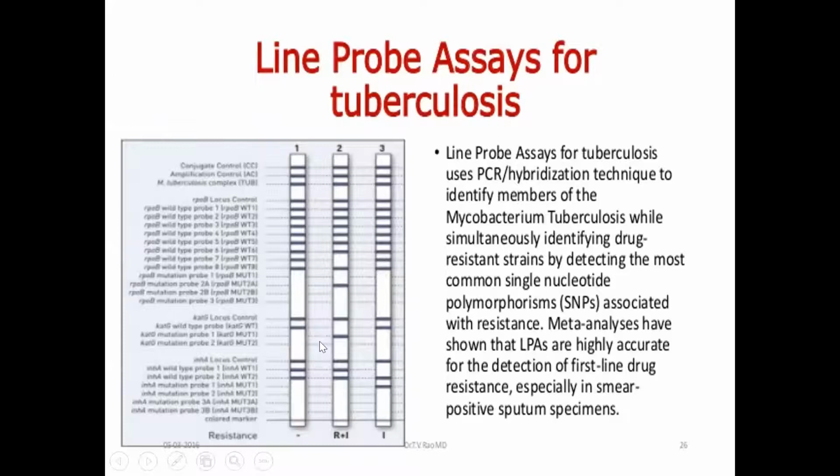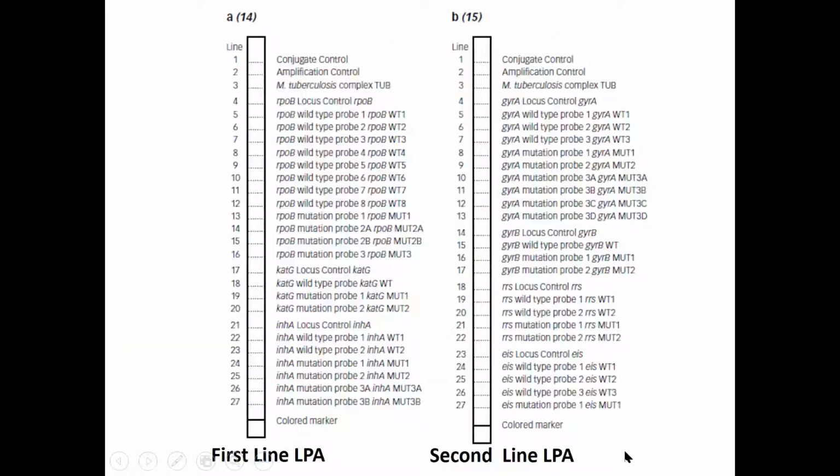You have a strip which has got probes, wild type probes and mutant probes. You have a first line LPA and a second line LPA. The absence of a wild type probe and the presence of a mutant probe is considered to be resistance. It can happen either way, in isolation, or it can happen together. So first line picks up only isoniazid and rifampicin. The second line picks up fluoroquinolones and the second line injectables like kanamycin, amikacin, and capreomycin.